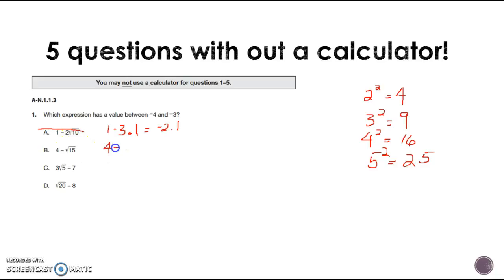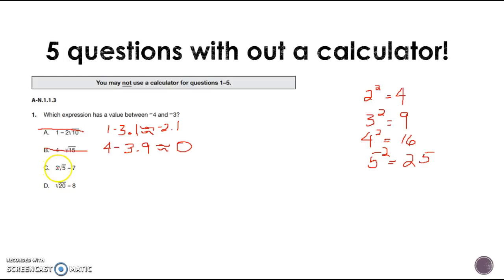4 minus, now it's the square root of 15. Over here you can see my square root, 4 squared is 16, so it's just slightly smaller than 4. 15 is smaller than 16, right? So we're actually talking about subtracting 3 point, I don't know what, maybe 9, 3 point something. All right, almost 4, but not quite. Well, that's going to give us, I should really do squigglies on my equals, okay? That's going to give us something pretty close to 0, okay? Around 0, so that's not it.